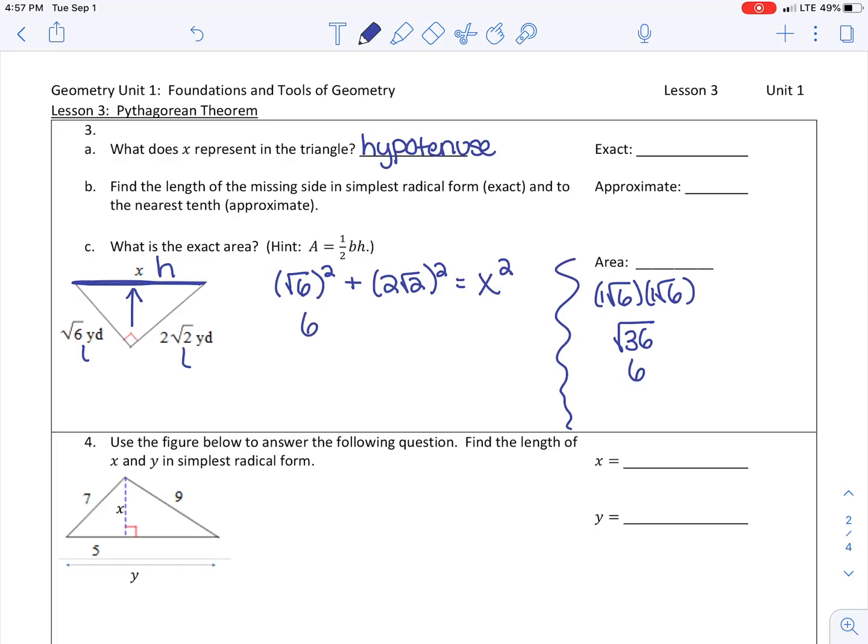So we have 6 plus, now we have to look at that 2 root 2. So I'm going to say 2 root 2 times 2 root 2. Okay. And for this, we take our outsides and we multiply those together. So we have 4. And then we take our insides and we multiply those together also. So we have 4 root 4. Now, with the 4 inside the radical, that is a perfect square again. And the square root of 4 is 2. So we have 4 times 2, which gives us 8. So I have 6 plus 8 equals x squared.